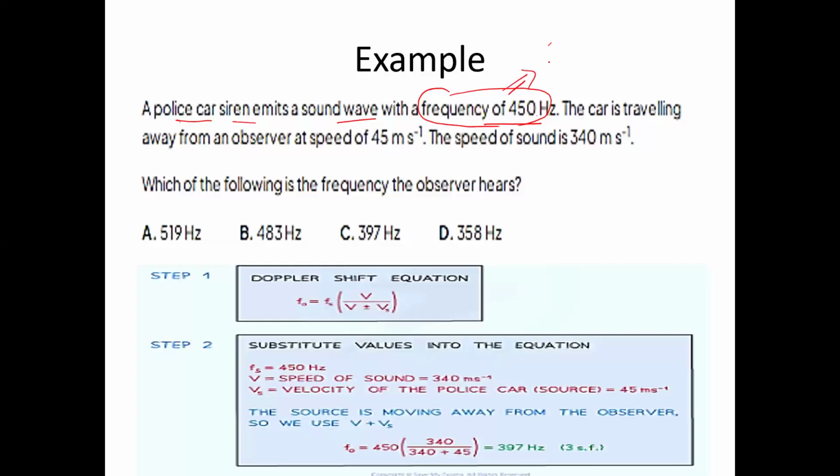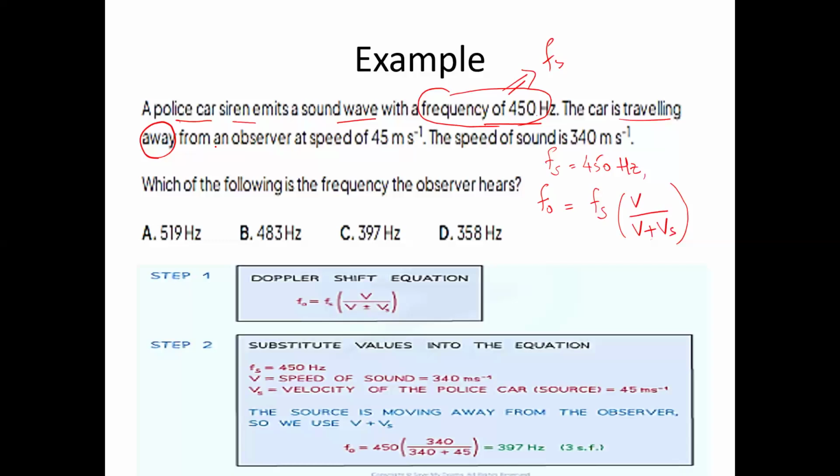This is going to be Fs. So we are having our first value. It is Fs is equals to 450 hertz. Next it says the car is traveling away from the observer. If it is saying away, तो हमारे पास कौन सा formula use होगा? F naught is equals to Fs into V divided by V plus Vs. This is the formula we are going to use. We are going to use the denominator with positive as it is moving away.